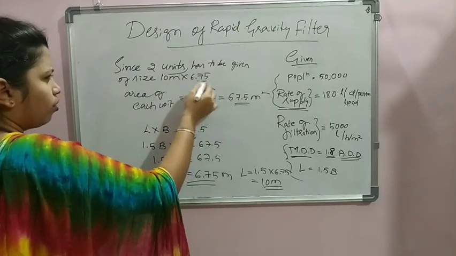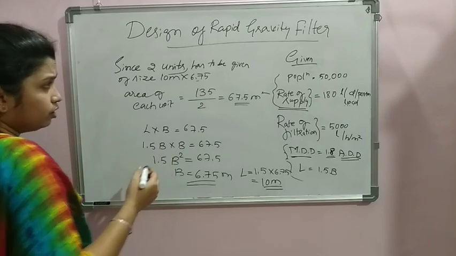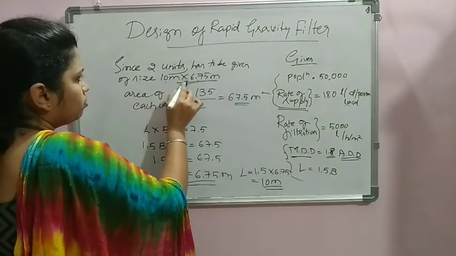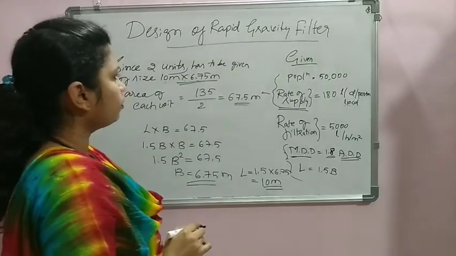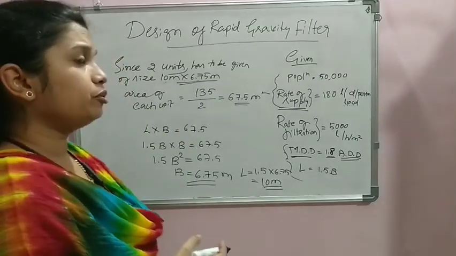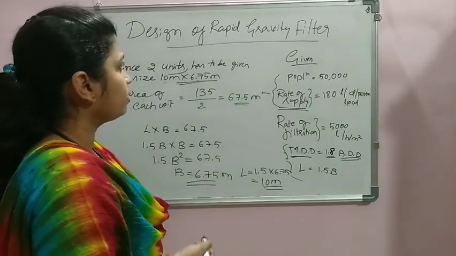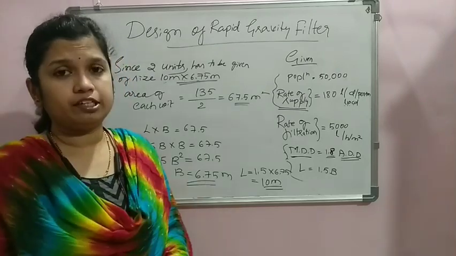We can also go for rounding off the area, rounding off the lengths, but here I am giving it as 10 meter into 6.75 meter. Among these 2 units, 1 unit will be working, 1 can be kept as a backup. This is for the design of the rapid gravity filter.